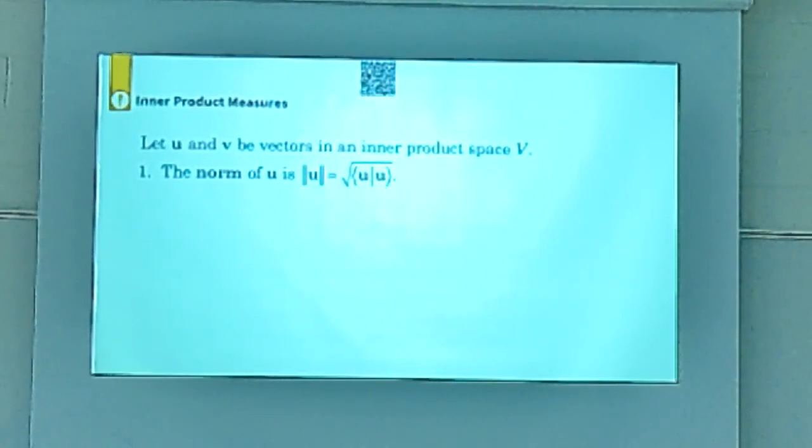We're going to get some new measures with inner products. Let u and v be vectors in an inner product space. The norm of u is the square root of the inner product of u with itself. Right? You'll see norm is represented with double vertical lines. Those are called the norm bars. I stick with the terminology norm. You may also see it referred to as length.